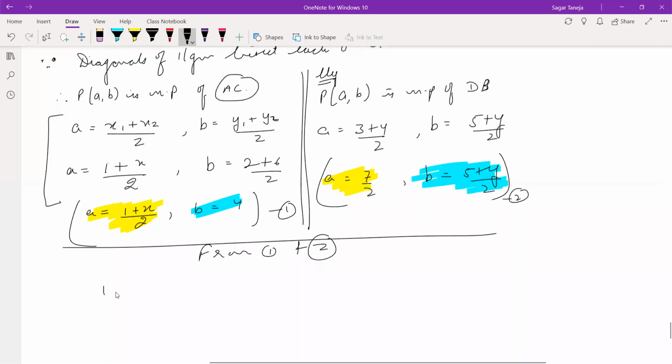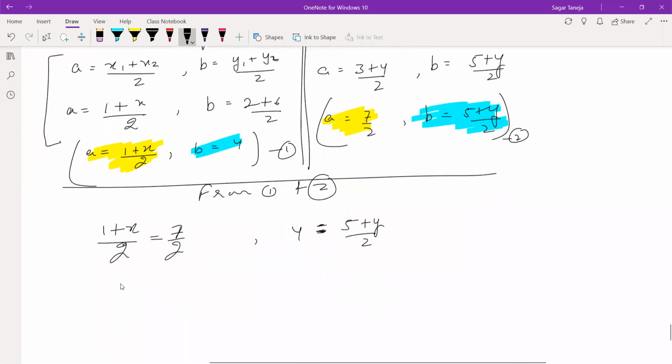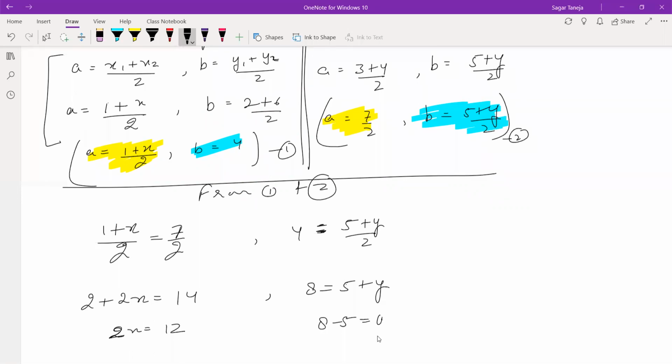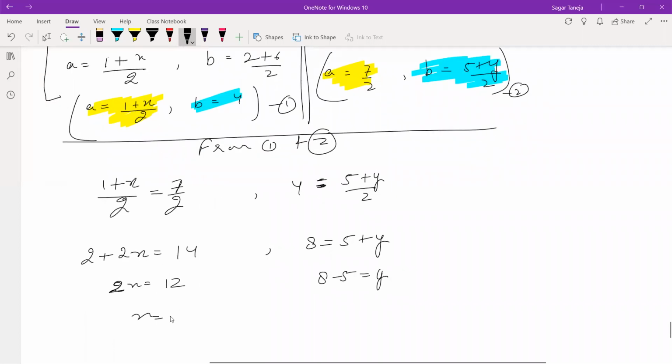A is equal to 1 plus x upon 2, and here A is equal to 7 upon 2. On the other hand, here B is equal to 4, and here B is equal to 5 plus y upon 2. Cross multiply: 2 plus 2x is equal to 14, 8 is equal to 5 plus y. 2x is equal to 12, and 8 minus 5 is equal to y. So x is equal to 6 and y is equal to 3.